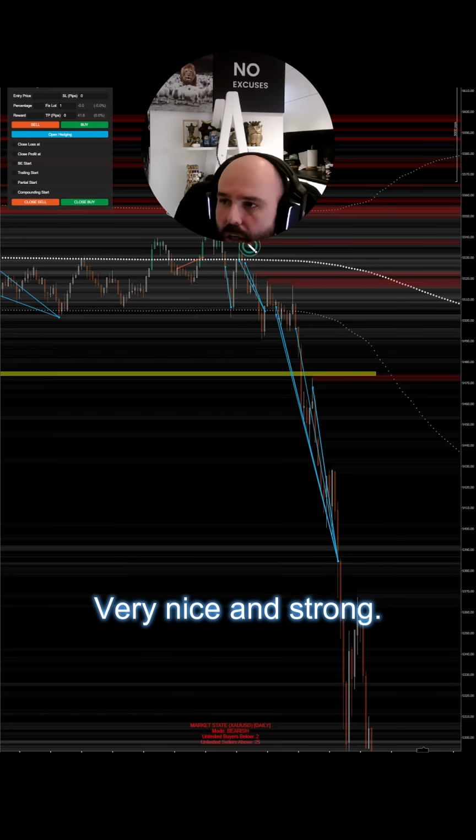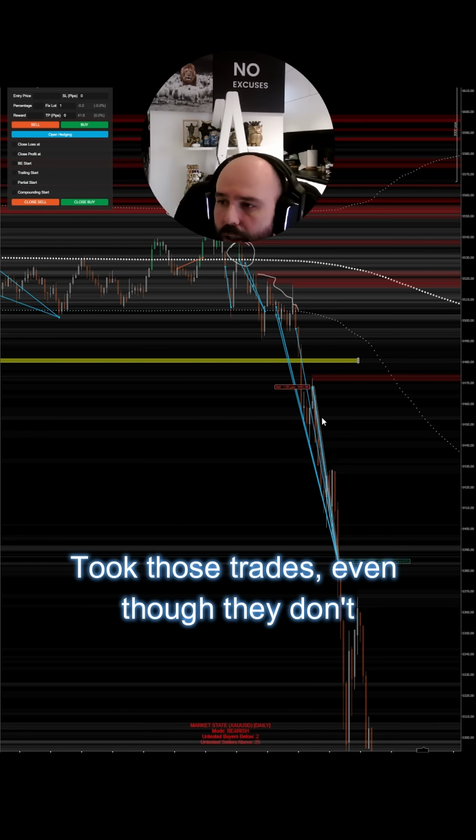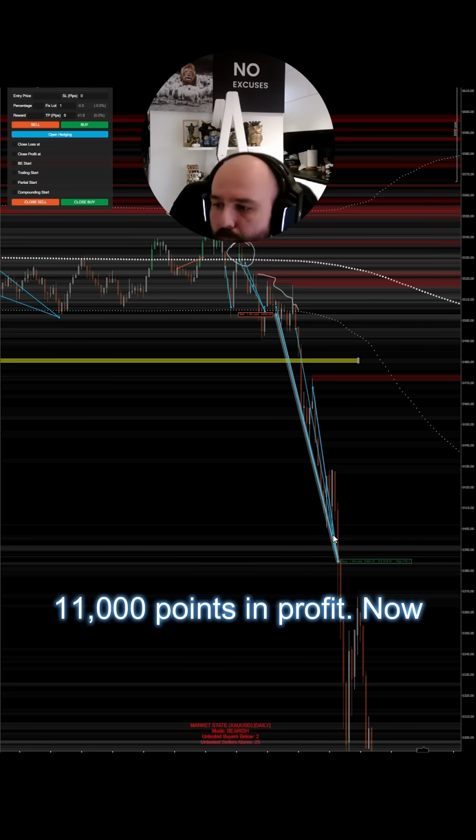And then the lower highs were forming, and they were pretty consistent here, very nice and strong. Rejection of the VWAP, lower high. Took those trades, even though they don't seem big. Each one of these is over 11,000 points in profit.